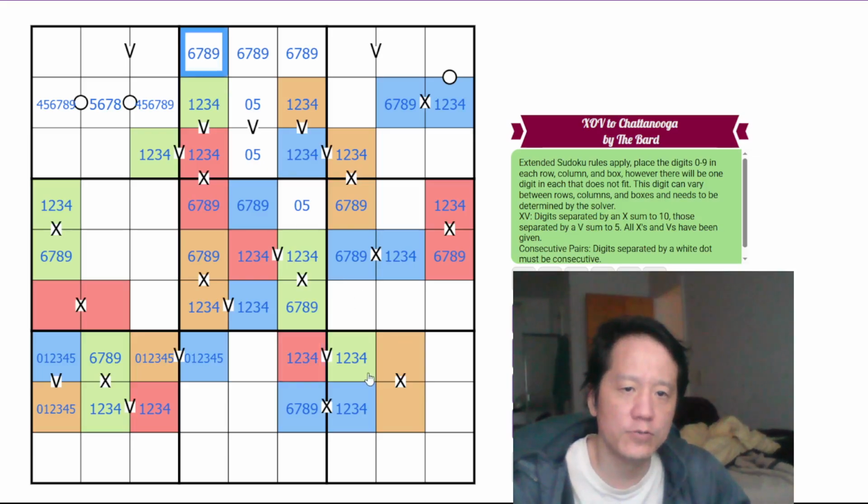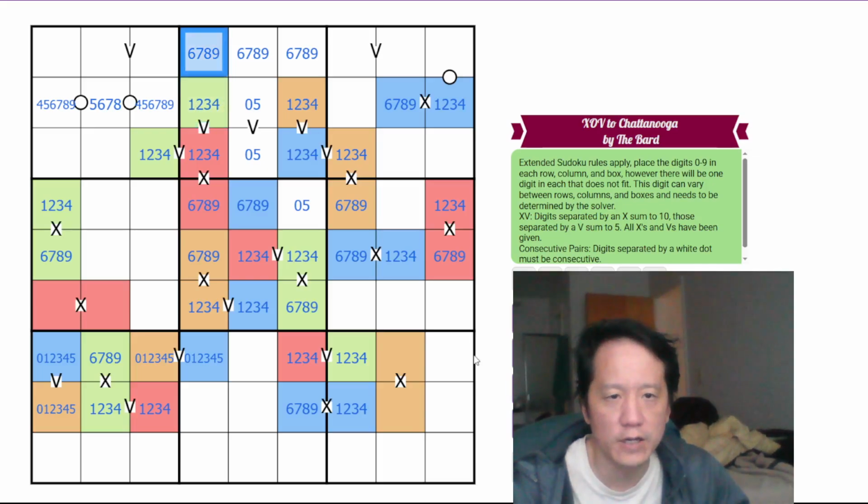This cannot be green high. This can't be orange high. This can't be orange or red high. Can't be green high because they need to have an X here. So this has to be blue high here. That's the only high possible left.